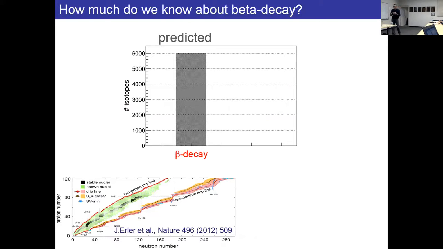Now, if we look at how many of those nuclei have been measured in the lab, something around, less than 3,000 nuclei, these are the mostly green nuclei in this picture that have been measured already. So that means we have more or less half of the information on the beta decay rates that we can get at all if we manage to produce the full nuclear chart.